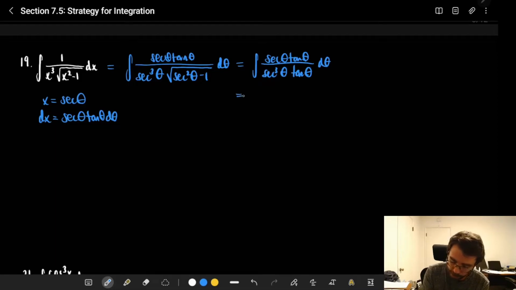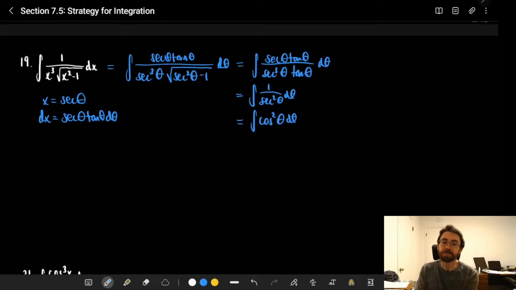You get a ton of cancellation, though, and you're left with the tangents go away, one of the secants goes away, you get 1 over secant squared. If I ever see just an ugly trig function by itself, I write it back in terms of sine or cosine. So 1 over secant is cosine, so that's cosine squared. And that's one you can handle with a trig identity, if I remember it. So it should be 1/2 (1 minus cosine of 2 theta).